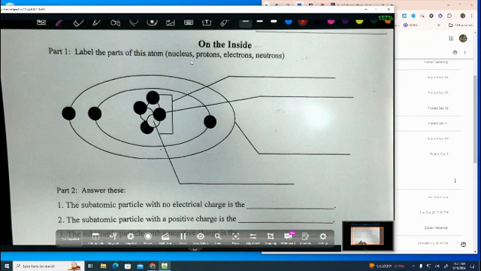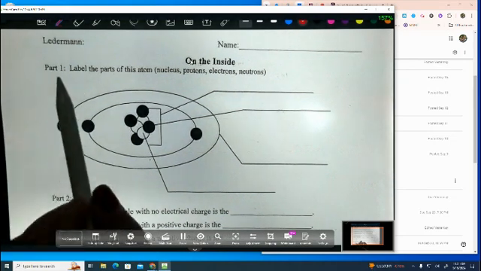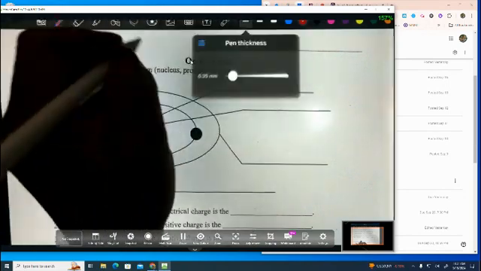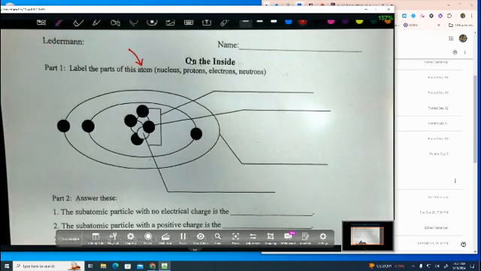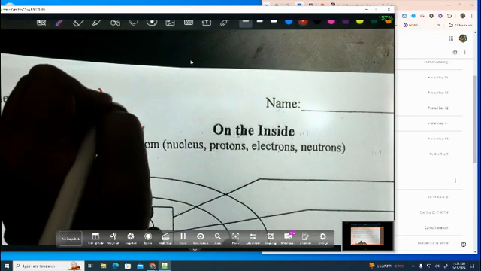Okay. On this page, on the top, it says, part 1, label the parts of this atom. Let's talk about what the word atom means. What does atom mean? It's an indivisible particle, but we know it can be divided now into the subatomic particles. But an atom, by definition, is a neutral particle. Does that ring a bell?